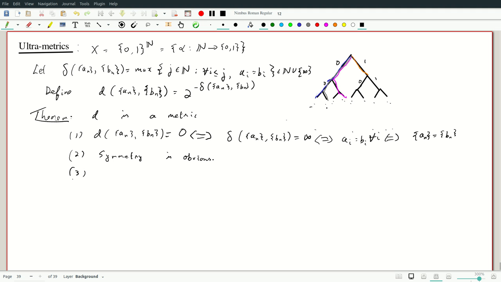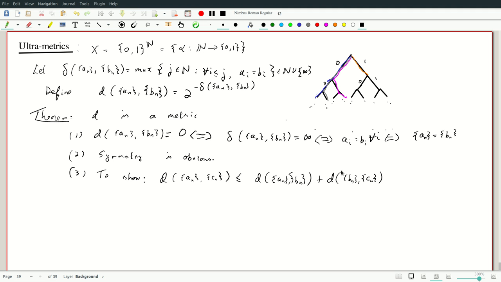But the third is more interesting. It's true, not difficult, but it's interesting. So what do we have to show? We have to show the distance. So what we have to show is that the distance between a_n and c_n is less than or equal to the sum of these two distances, between a_n and b_n, and the distance between b_n and c_n.